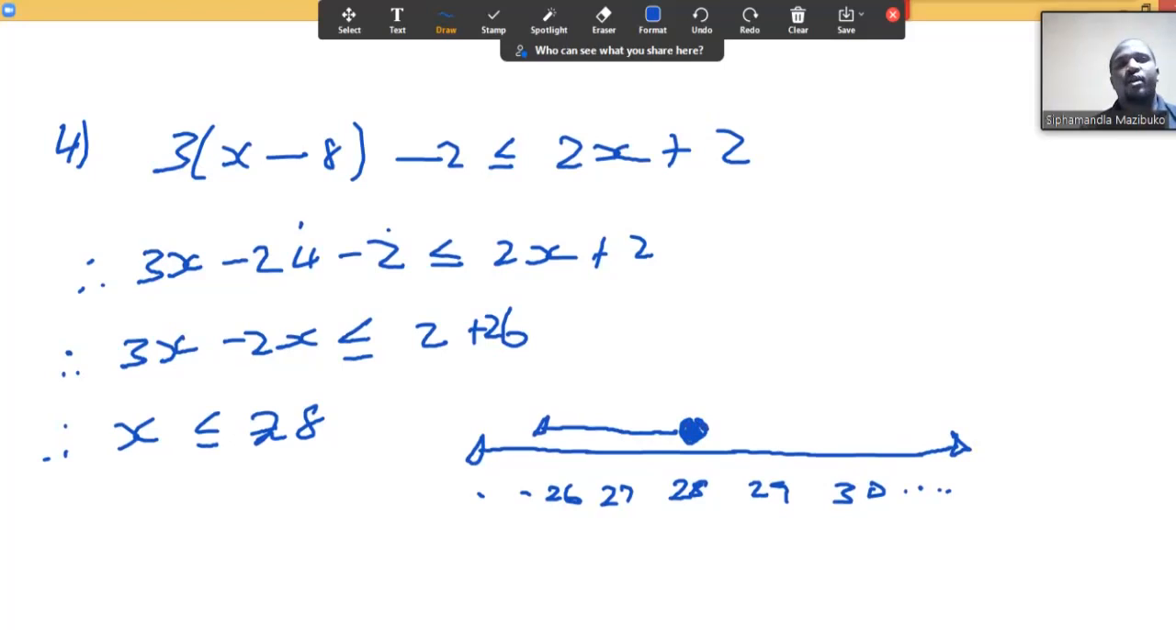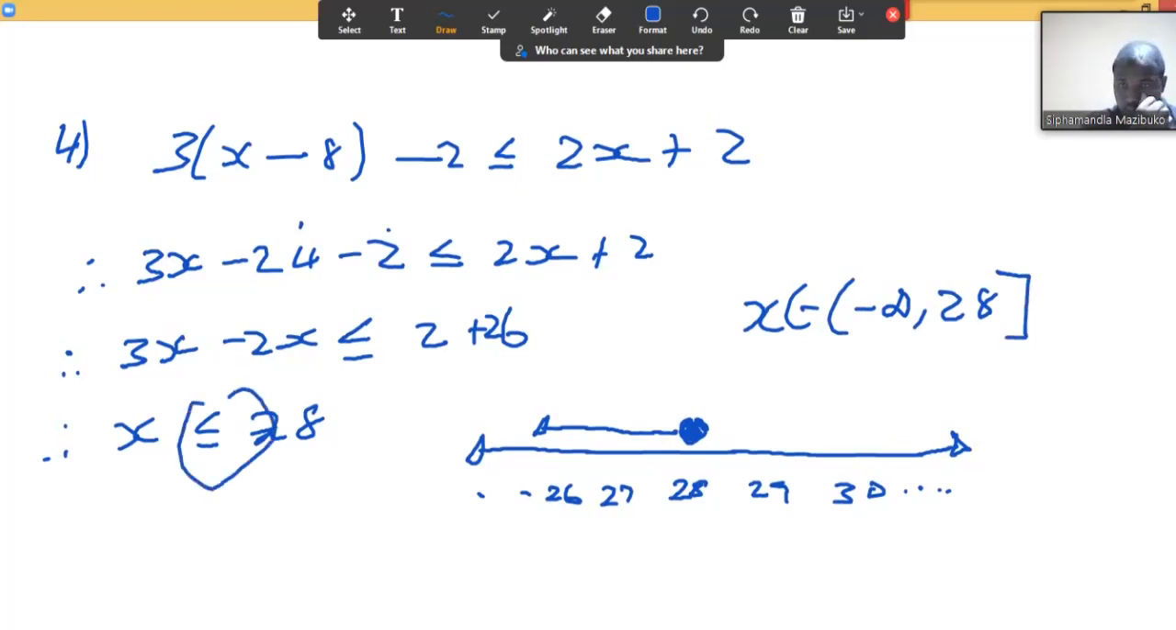If we were looking at the interval, then x is an element of negative infinity to 28, and then we put a closed bracket because of this, or less than or equal to, it means it is inclusive.